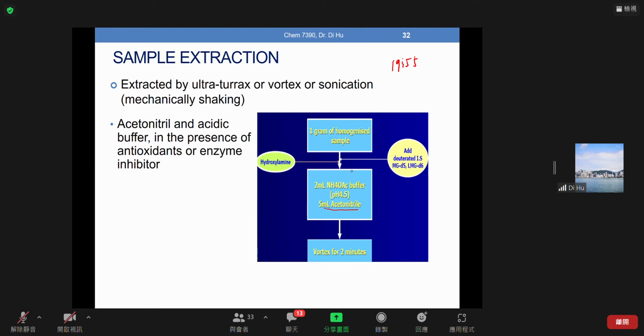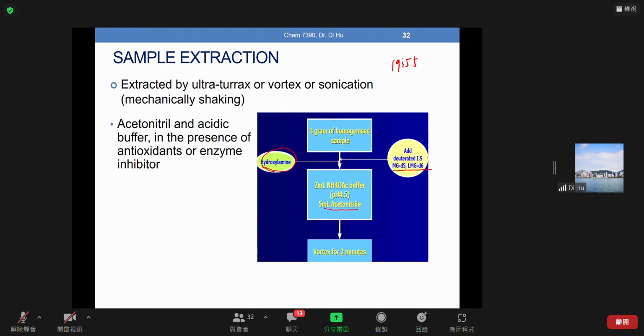Which one is the antioxidant here? It is hydroxylamine. So this one tries to help prevent the photodegradation of malachite green and leucomalachite green, because both of them are found to be able to undergo demethylation under the light, and then vortex for 2 minutes. Here you can see in this method they added deuterated internal standards, malachite green-D5 and leucomalachite green-D6.